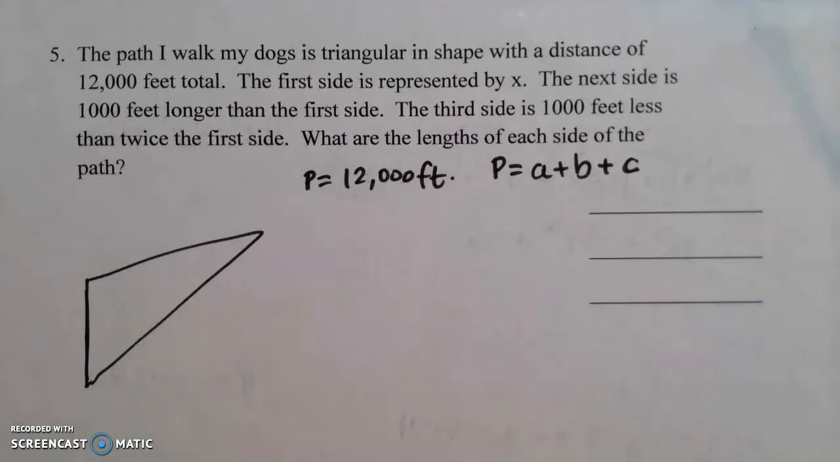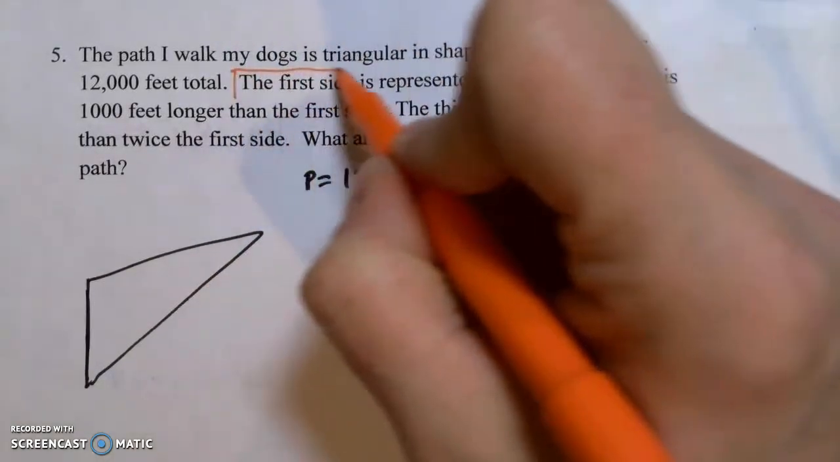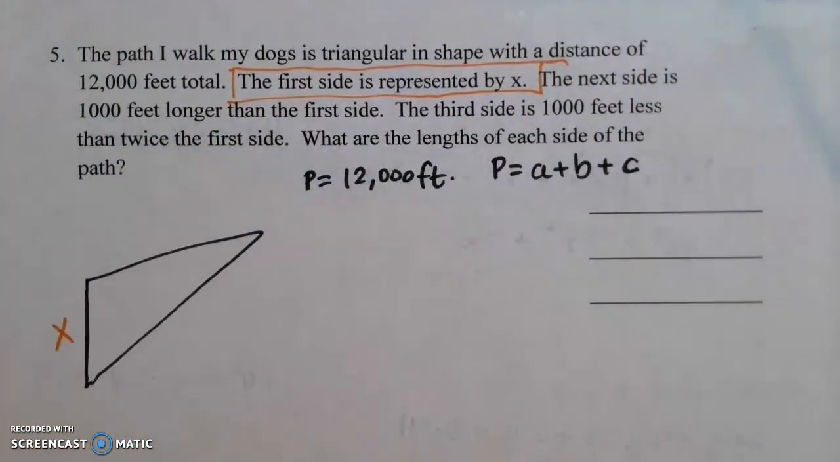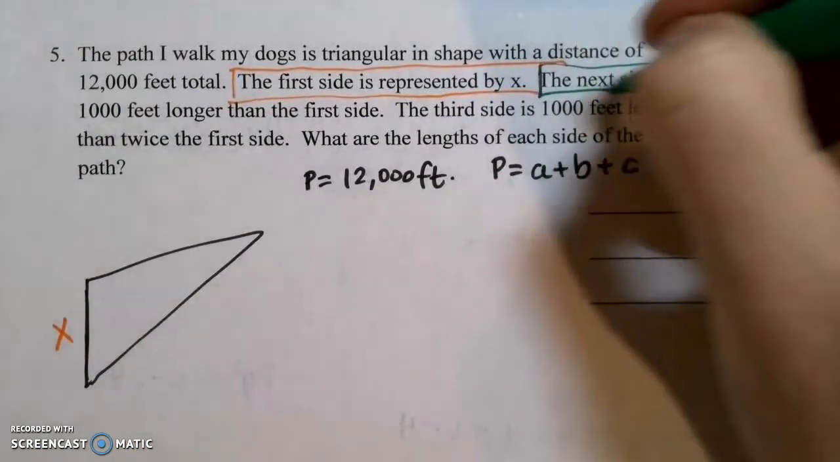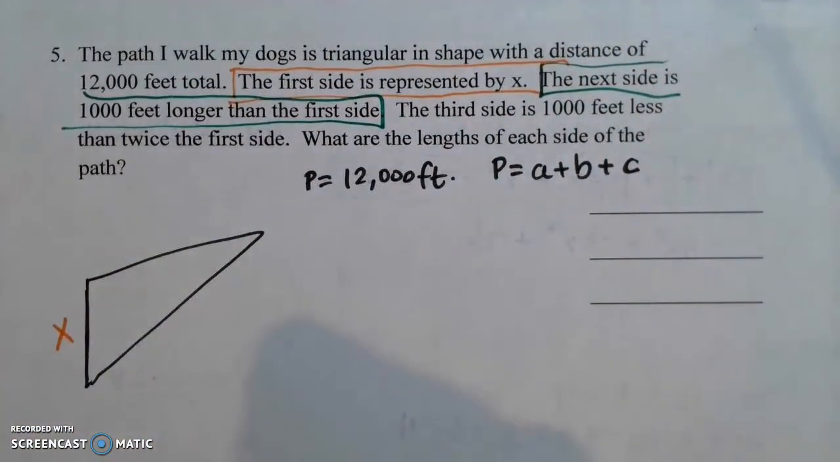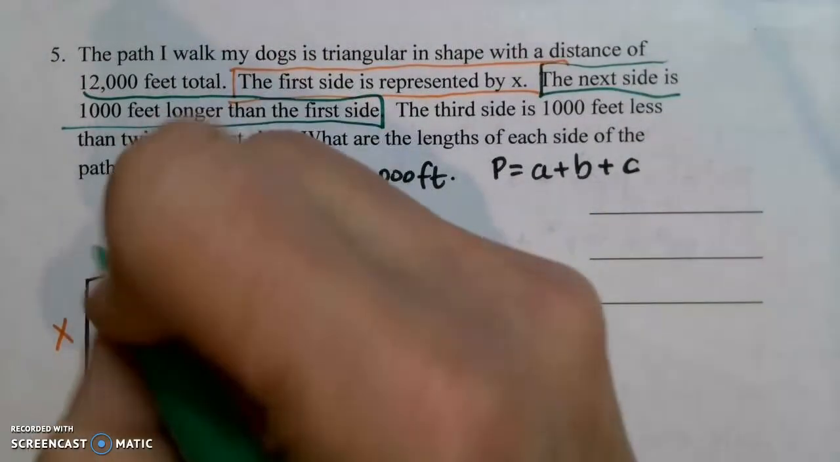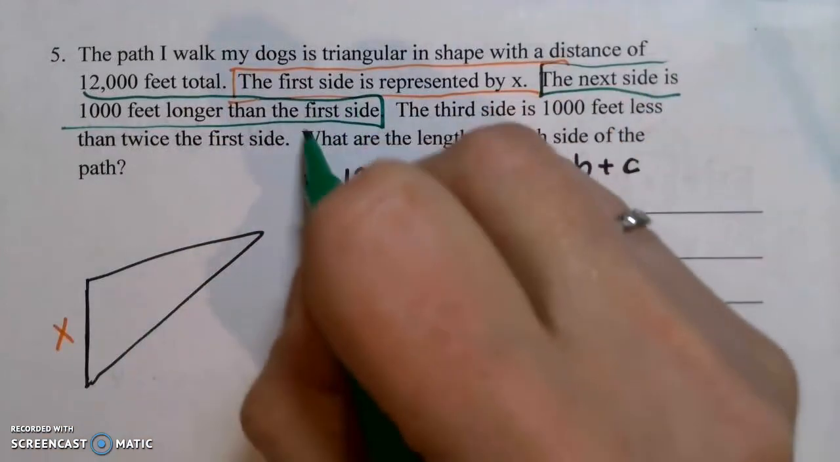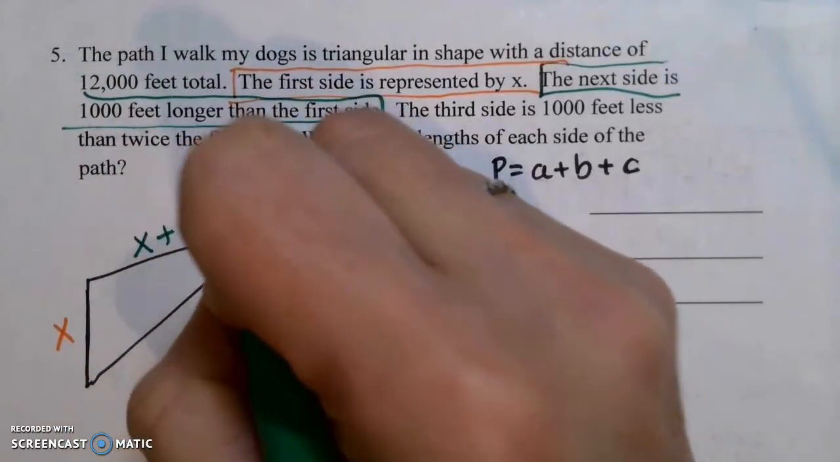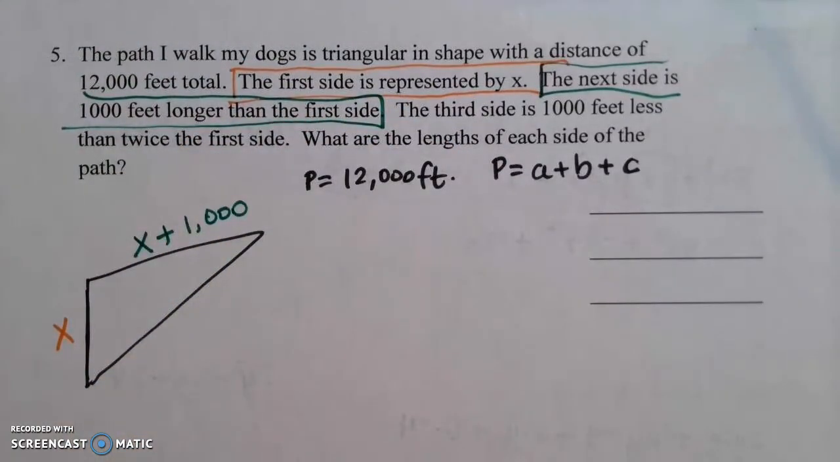Now, in the different sentences here, you're going to get those pieces of information. So the first side is represented by X. Okay, so we'll call this one X. The next side is 1,000 feet longer than the first side. Okay, so if it's 1,000 feet longer, we're going to be adding, right? That's a translation code word for adding. So it's going to start with the first side, but then it's going to add 1,000. So X plus 1,000 would be that side.